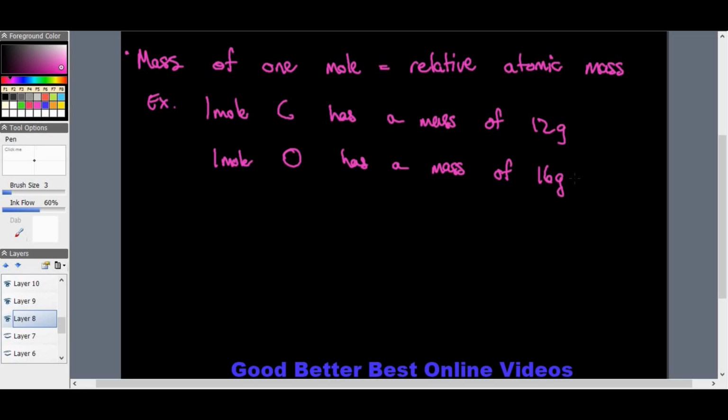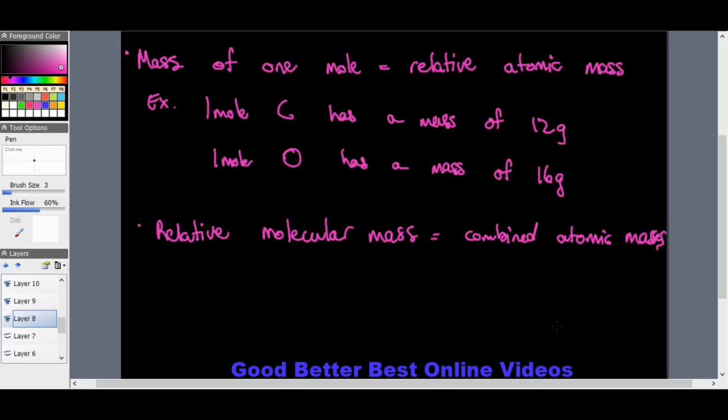However, the relative molecular mass of a molecule would be the combined relative atomic masses. I'll obviously have an example to showcase this as well. Relative molecular mass is equal to the combined atomic masses. For example, let's take oxygen. Oxygen does not exist like this. Oxygen is O2, which means 1 mole of oxygen element has a mass of 16 grams, so O2 is going to equal 16 times 2, which gives you 32. Now, the relative molecular mass is going to be 32 grams of oxygen, because this is an oxygen molecule. This is one oxygen atom. This is an oxygen molecule.